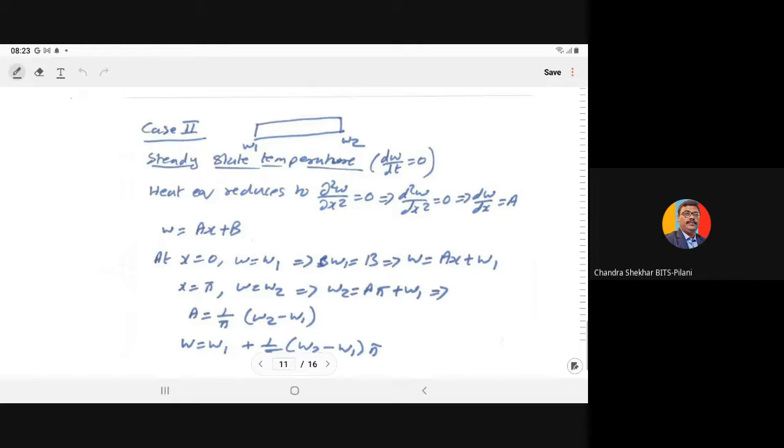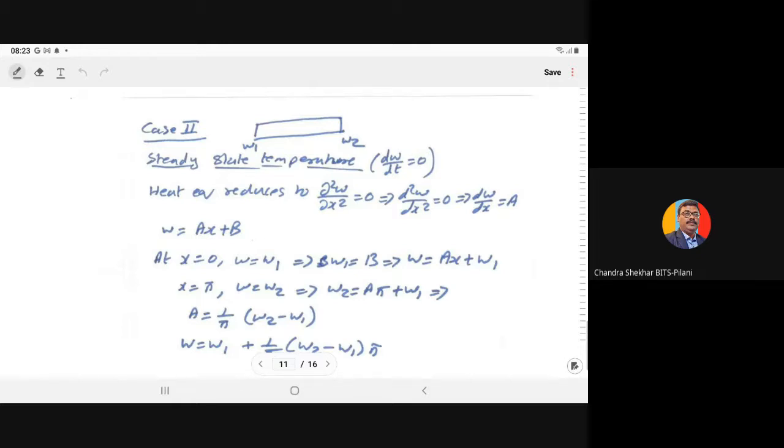The heat equation reduces to del squared W upon del x squared is equal to 0. Now it is independent of time. So the partial derivative will become the ordinary derivative because it depends only on the position. So d squared W upon dx squared is equal to 0, or dW by dx is equal to a, or W is equal to ax plus b.